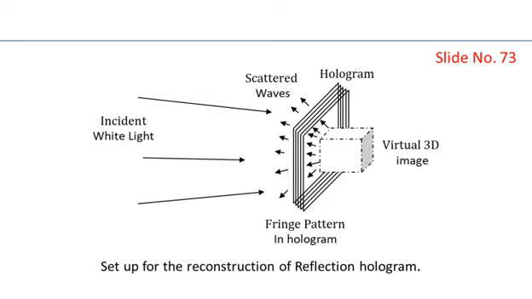And you know that from this virtual object it appears that the light is scattered out in front of the hologram, and this virtual object can be seen from the back of the hologram while looking through the hologram. That is, while looking at the virtual image through the hologram.